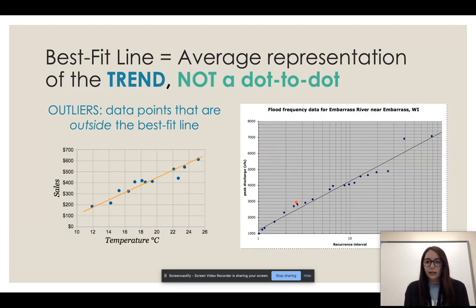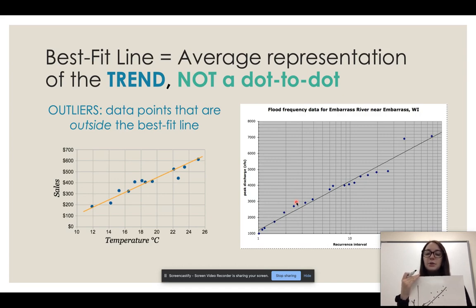Your best fit line is what you use with your line graph, and it's your average representation of the trend. It's not a dot to dot. And so when I mean not a dot to dot, here we go. If this is my graph, I'm not going to connect the dots as I want. I will just draw a straight line, which that's not straight, to show the trend. That's what my best fit line is.